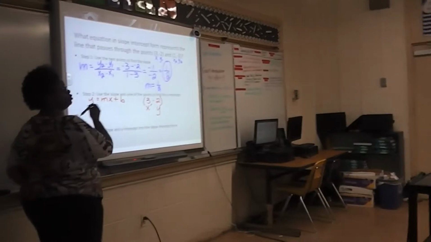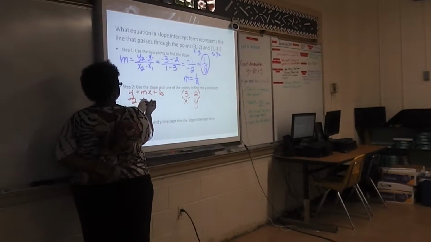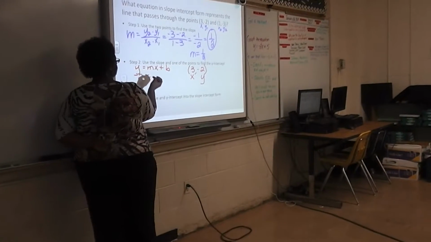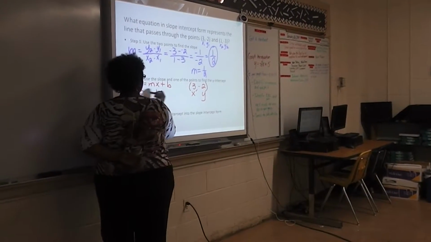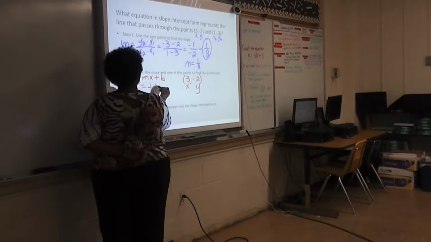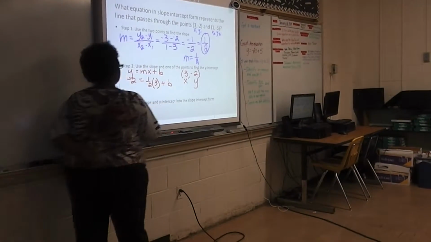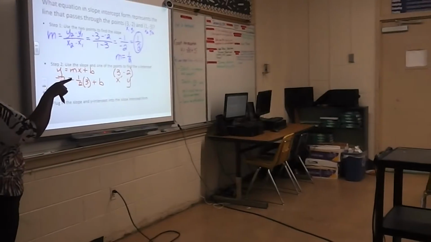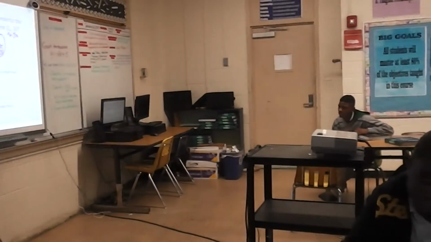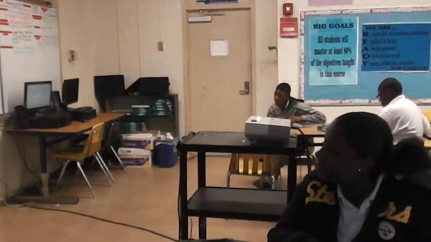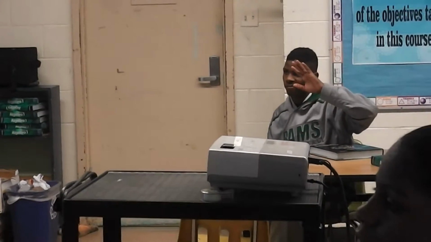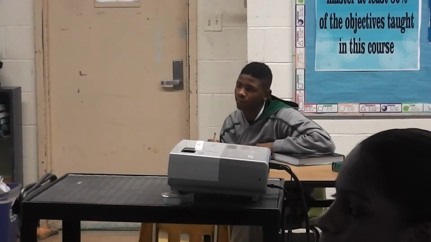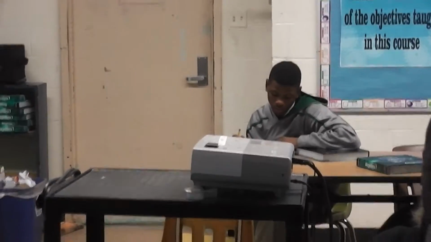y is equal to negative 2. Negative 2 equals, what's my slope? 1/2. 1/2 times 3 plus b. Okay? So what were you saying, Jalen? We do what? 1/2 times 3. When you put the 1/2 in your calculator, I need you to put 1/2 in parentheses. So it'll be open parentheses, 1 divided by 2, close parentheses.